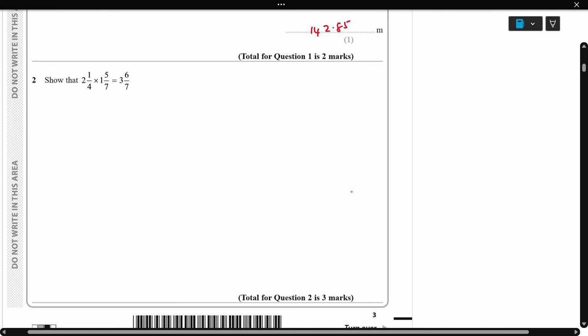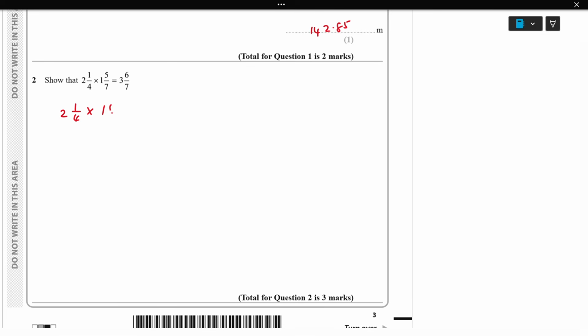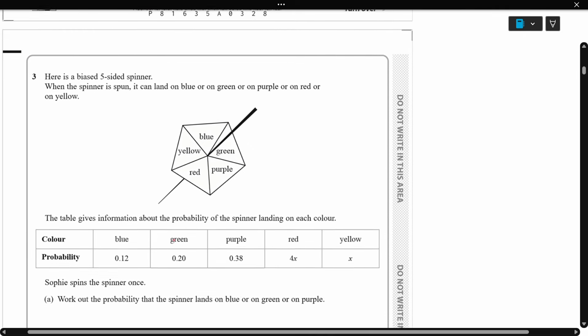Next, to show the question, I'll take the left hand side, which is 2 1/4 times 1 5/7. So I'll change into improper fractions, which is 9/4 times 12/7. So I can simplify here: the 4 times table 1 and this is 3. So 9 times 3 is 27, 27/7. Here 7 times 3 is 21, so 3 and 6 is left, so 3 and 6/7. So yeah, we got the answer.